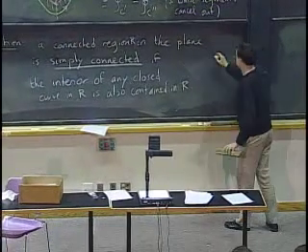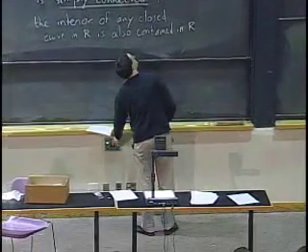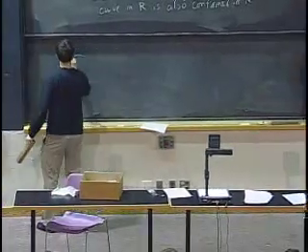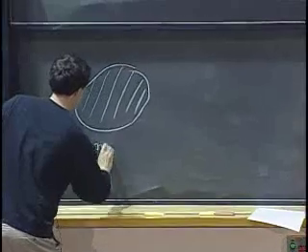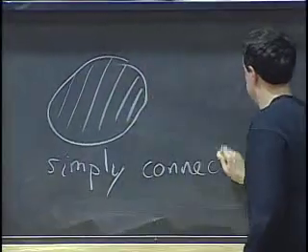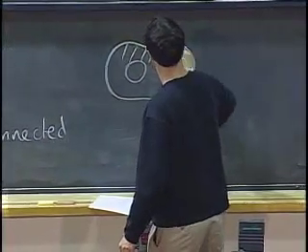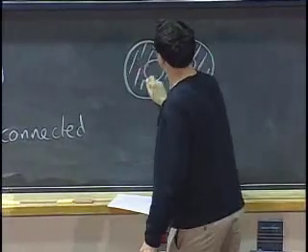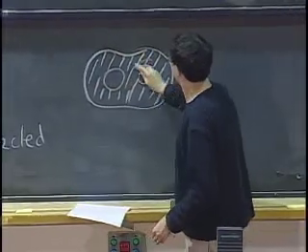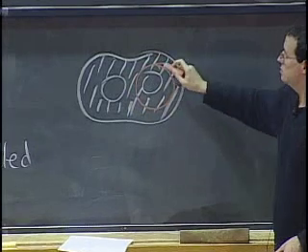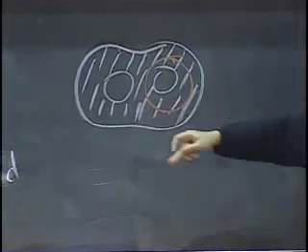Okay, so maybe I should draw two pictures to explain what I mean. So this guy here is simply connected, while this guy here is not simply connected, because if I take this curve, that's a curve inside my region, but the piece that it bounds is not actually entirely contained in my region.